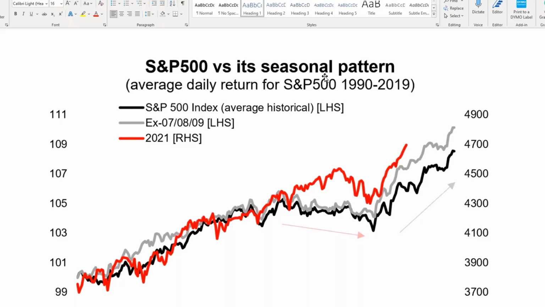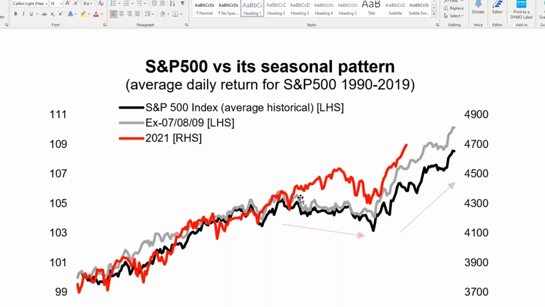The black line is the average index. This is all indexed to 100 at the start here on January the 1st, of the price action from 1990 to 2019. And so that's the black line there. But there was one exceptional year in that, which is the global financial crisis, which really skewed it quite a lot. So the grey line is with that year taken out. So say that's a spurious, exceptional year, but the pattern was still generally the same, but this was so much deeper because of the financial crisis. So let's say that's the normal seasonal pattern.